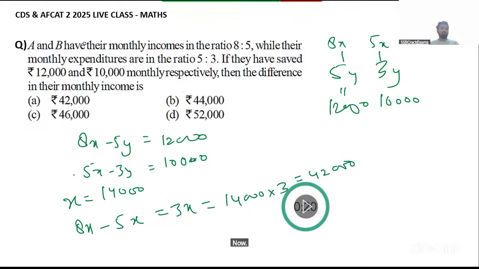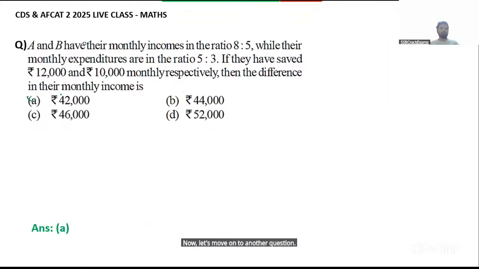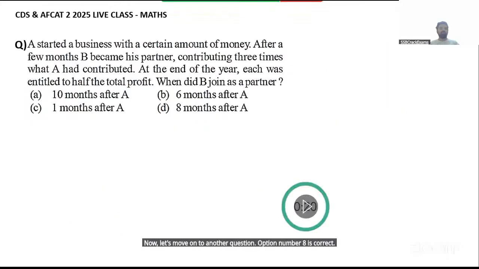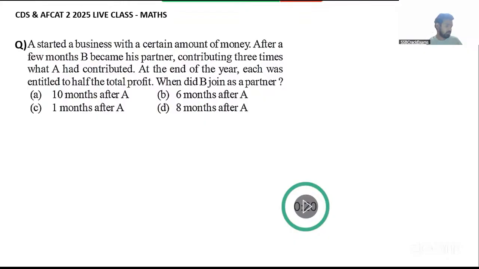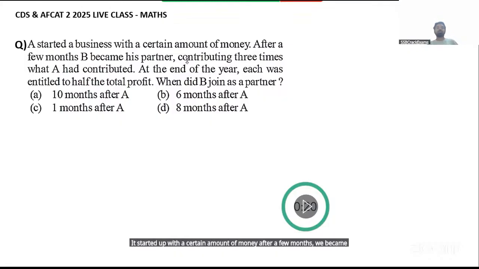Now let's move on to another question. Option number A is correct. A started a business with a certain amount of money. After a few months, B became his partner, contributing 3 times what A had contributed. At the end of the year, each was entitled to half the total profit.